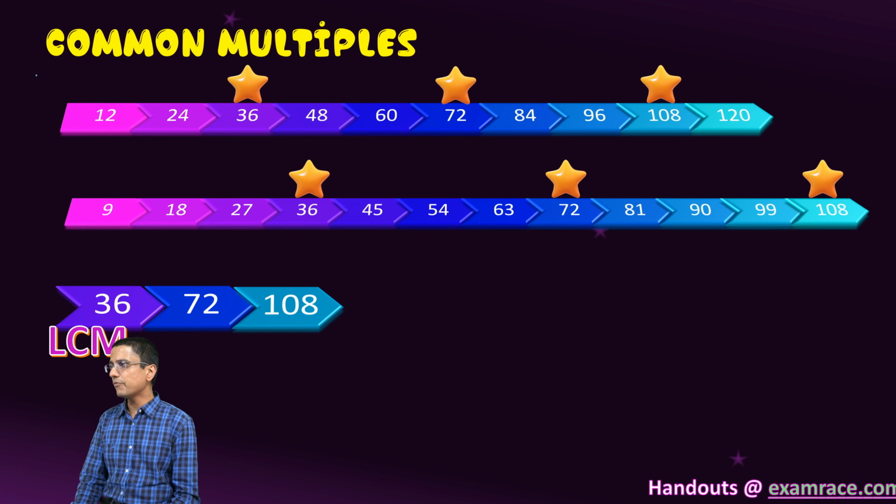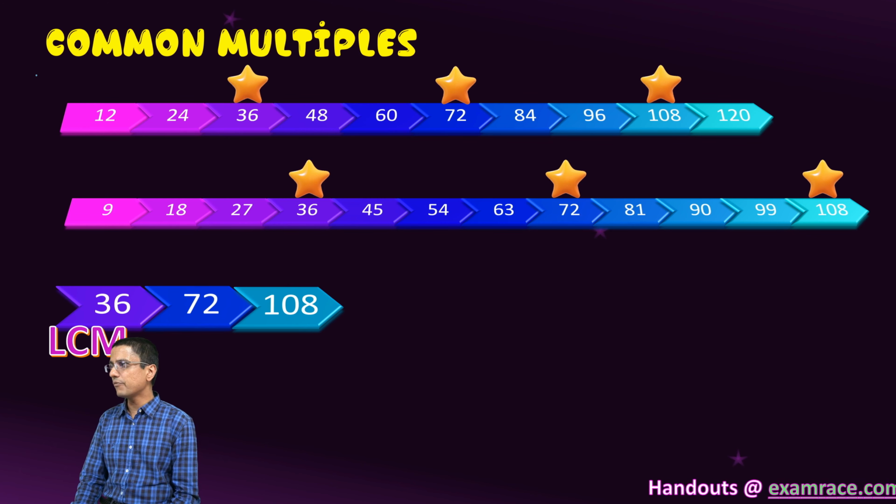If you notice, the factor which is missing from 12 but which is present in 9 is 3. So I bring it here. The factor which is present in 12 but which is missing in 9, I bring it here, okay, and if I multiply this number, this comes out to be 36, and of course this number comes out to be 36.